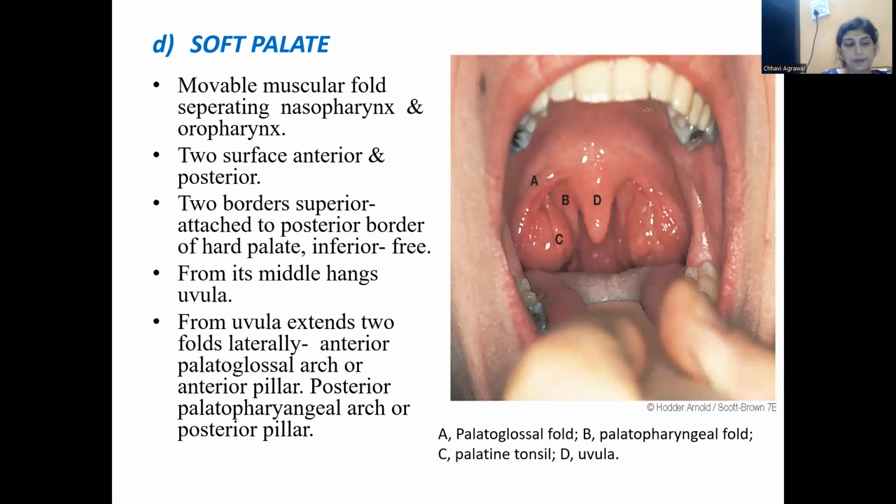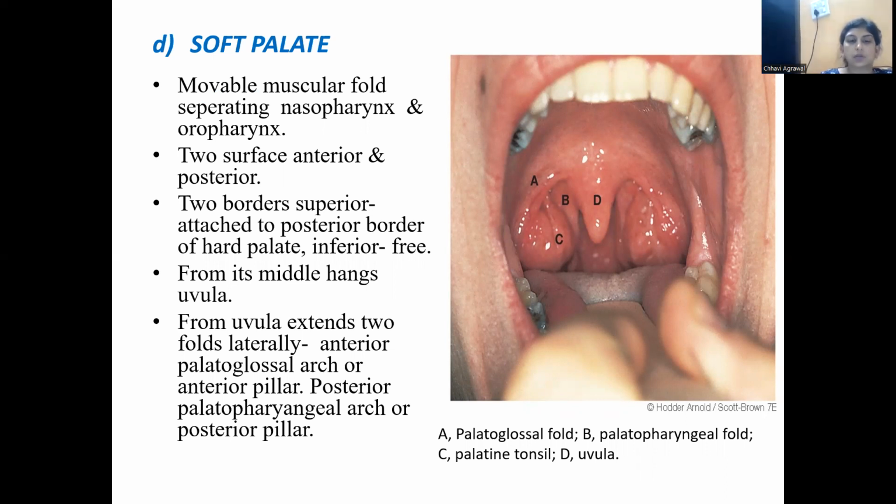The soft palate is basically the posterior one-third part of the palate. It is a fibromuscular or movable muscular fold which separates the nasopharynx and the oropharynx. It has two borders: the superior attached to the posterior border of the hard palate, and the inferior border which is free, and it hangs in the midline in the form of the uvula.